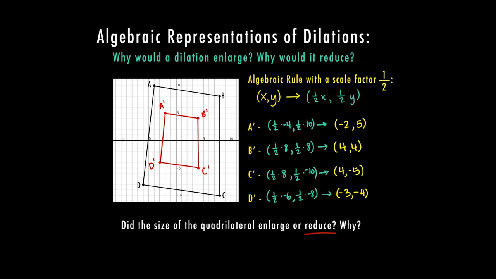So the rule for you to understand is if your k, or your scale factor, is greater than 1, you're going to enlarge your image. If your k, or your scale factor, is less than 1, it's going to reduce your image. So just like when we multiply by a fraction, our answer gets smaller, or if we multiply by a decimal, our answer gets smaller. So we're going to be reducing if we're multiplying by a scale factor of less than 1. You're going to enlarge if your scale factor is greater than 1.